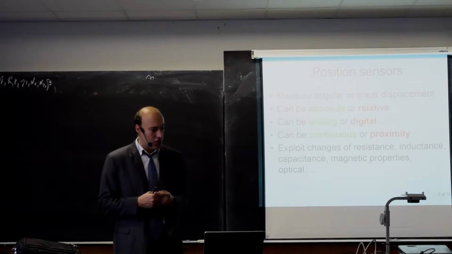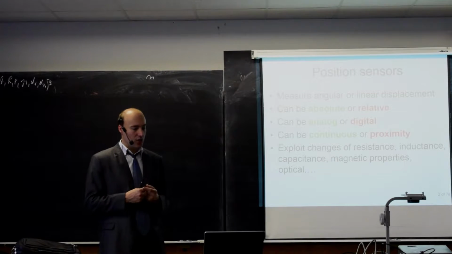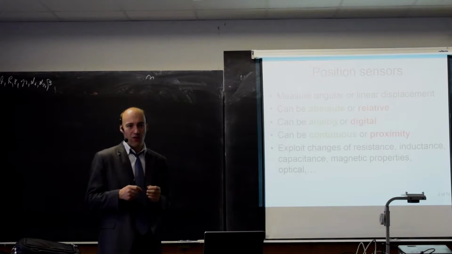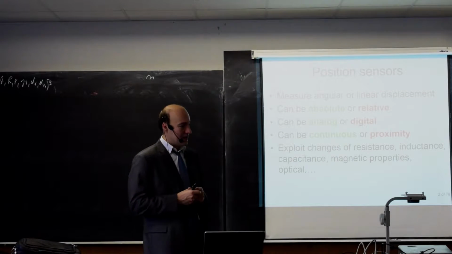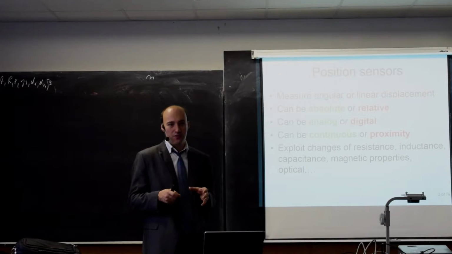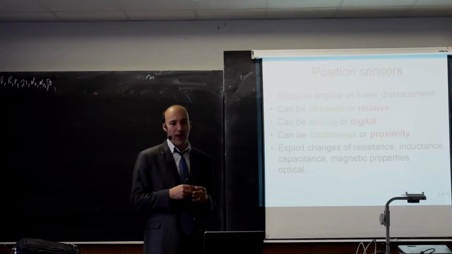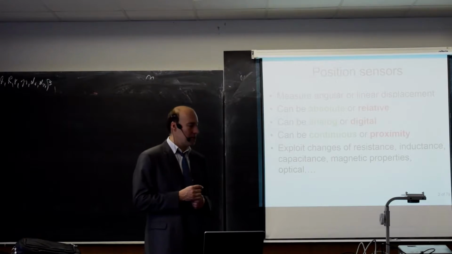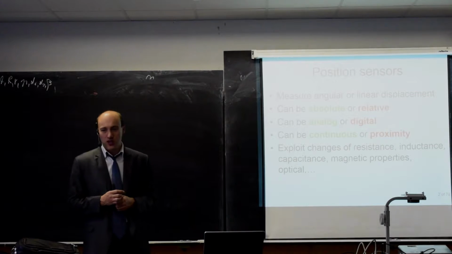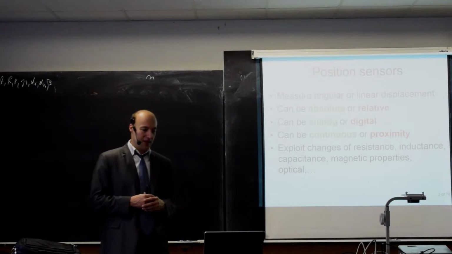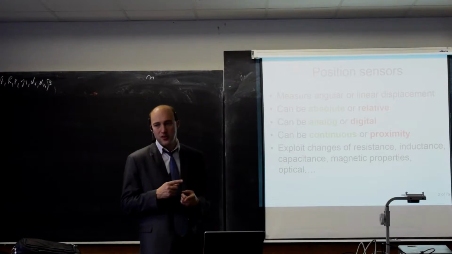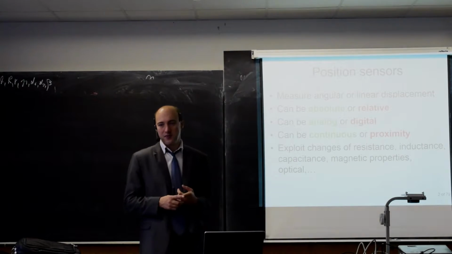Position sensors that are continuous are used in many applications, but they are typically more expensive. There are applications where you just want to know the object is there or the object is not there. Example is if you have a conveyor belt, you have some products on the conveyor belt and you want to pack those products in some boxes, then you just want to know the object is on the conveyor belt or it's not there. So you will use a proximity sensor, which should be less expensive.